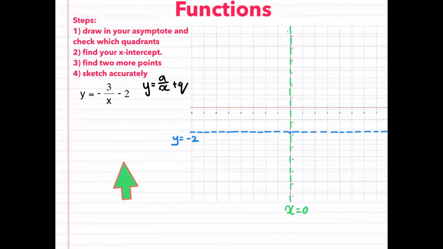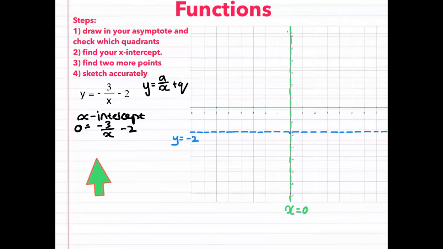Now what we need is the x-intercept, because we know we are going to have one. So how do we find the x-intercept? That's not too difficult. The x-intercept is when my y is 0. So 0 equals -3 over x minus 2. And then we take that -2 to this side. It becomes a +2 equals -3 over x.